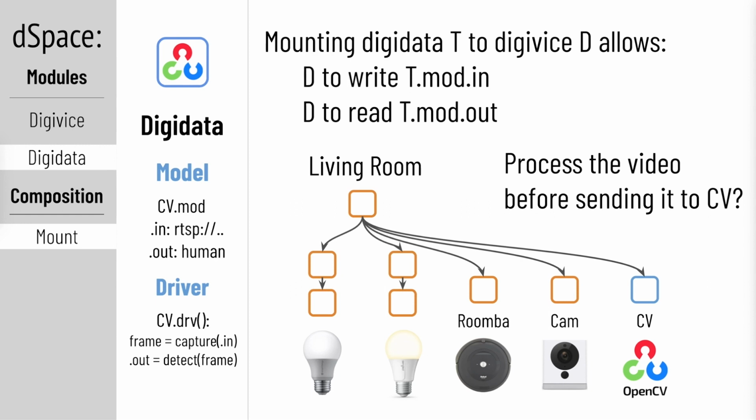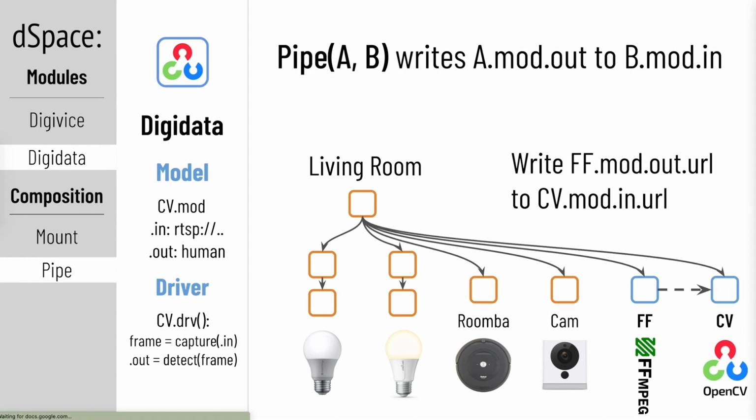Now, what if we want to pre-process the video before sending it to CV? To do so, we can add a new video processing digidata FF and use the pipe primitive to compose the data flow to CV. The pipe will write the FF's output to the CV's input.